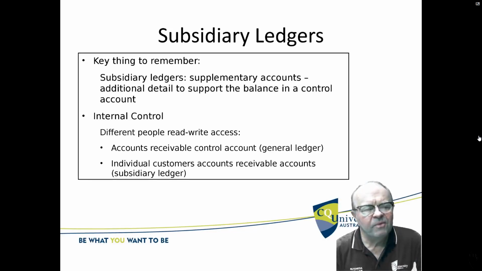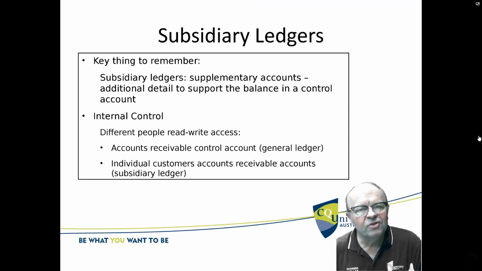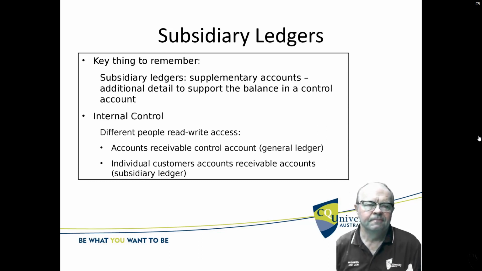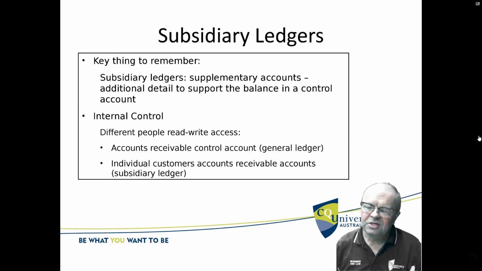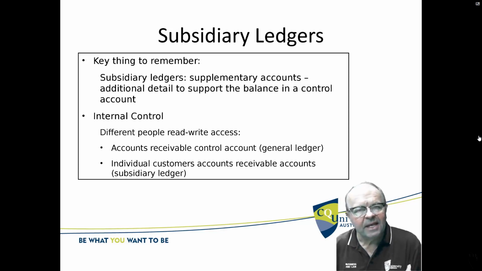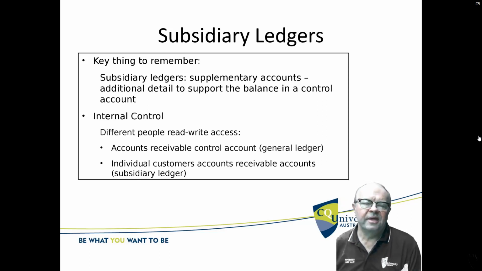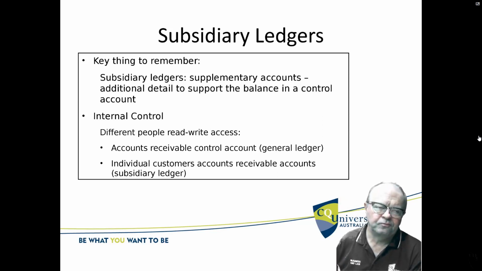Now, a key thing to remember about subsidiary ledgers is that they are supplementary accounts. They're additional detail to support the balance in a control account. So we might have accounts receivable, which is the amount that our customers are owing us, but we might want to know all the details for each customer so that we can chase them up and keep track of them. And so we might have an accounts receivable control account in the general ledger and individual customers' accounts receivable in the subsidiary ledger.